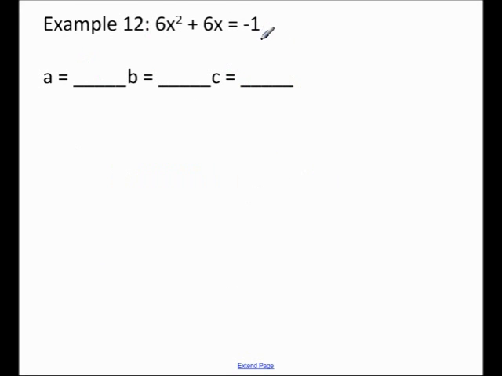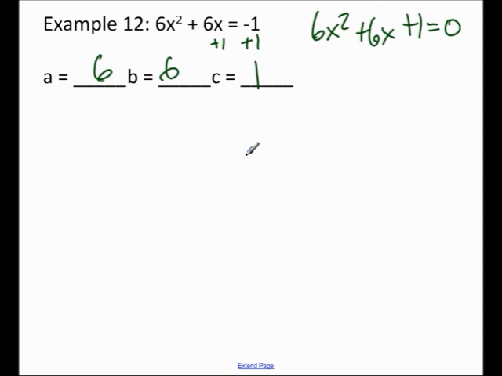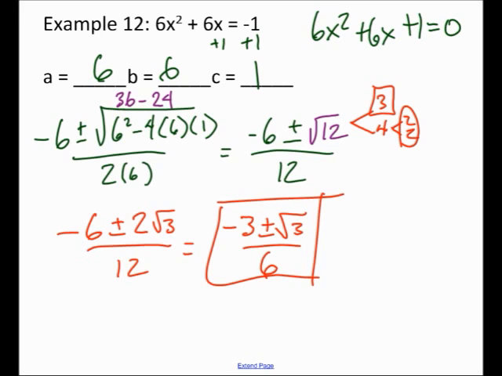Last one here. Big thing here is we need to add that 1. Make sure that we get our 6x squared plus 6x plus 1 equals 0 and 1. So I'm going to work this one out. I urge you to try it, but I'm going to hit it real quick. And that's your final answer.